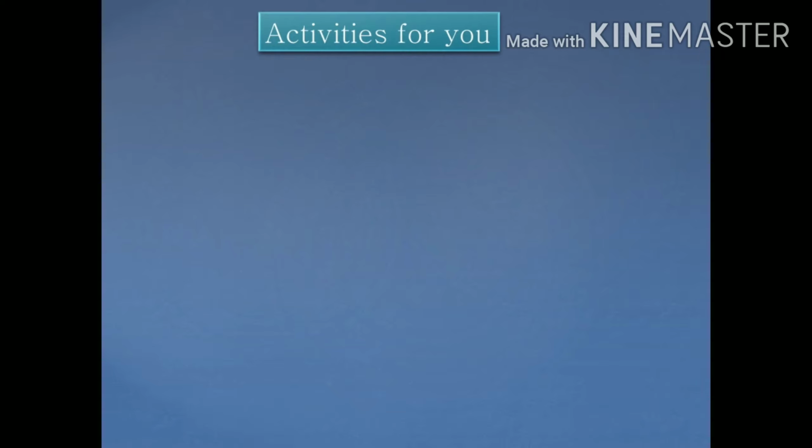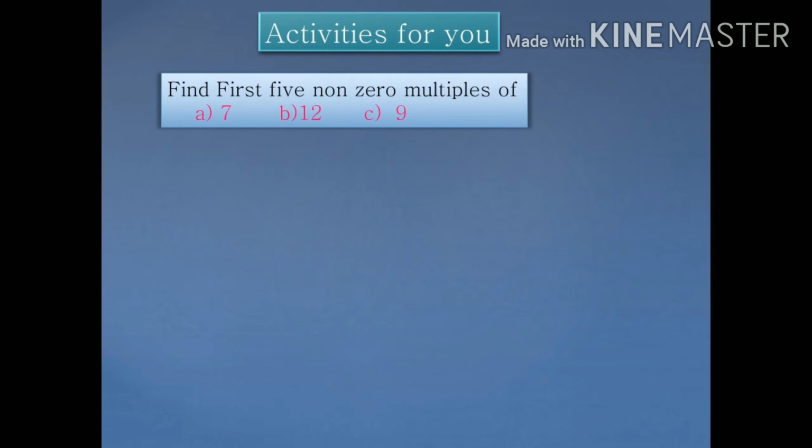There are some activities for you. Find first 5 non-zero multiples of 7, 12, 9. Non-zero multiples means we have to find out the first, second, third and so on multiples of the number. Write 15th multiple of 5.